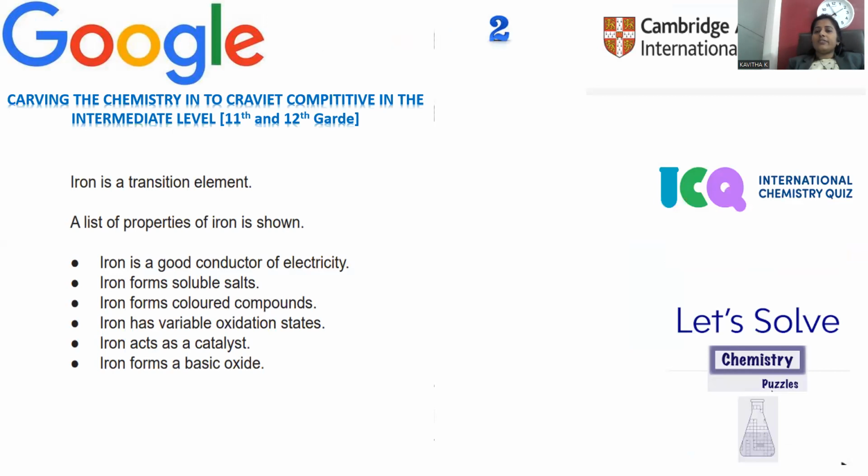Question number 2 is collected from Cambridge Assessment International Education. Iron is a transition element. The list of properties of iron is shown to you. Iron is a good conductor of electricity. So can you give the example for this one? Iron is a good conductor of electricity. This is the kind of justification we are going for.